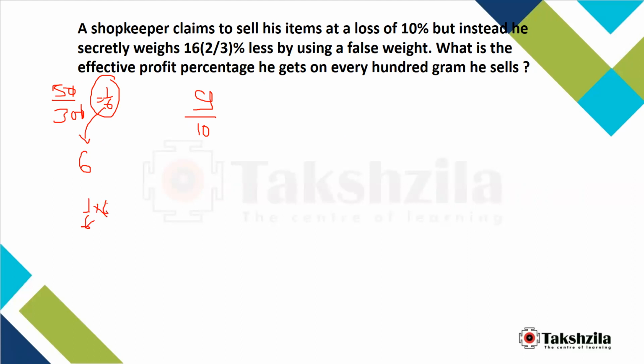So he will weigh 1 less. Weigh 1 less means he will give 1 less to you as well. So instead of 6, he will give you 5. This is his profit scenario. So the multiplying factor will be 6 by 5. That's it. You just have to do 0.9 into 6 by 5, that is 1.08. So 8% profit. This particular part, done. That's it.